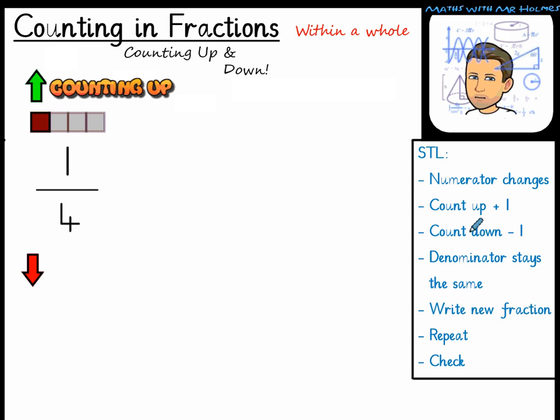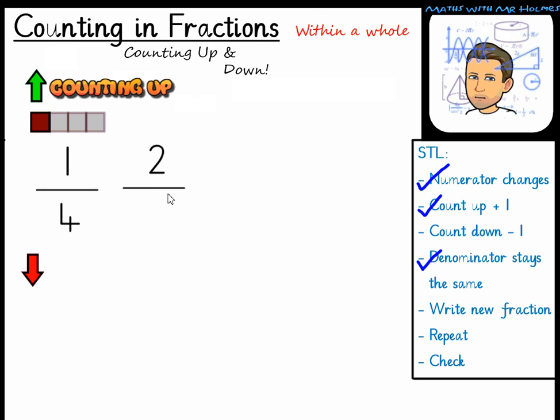When we count up, our numerator changes. If we're counting up, it goes up by one, or we add one. So if we have 1/4, and we add one, then we'll have two. Our denominator stays the same.